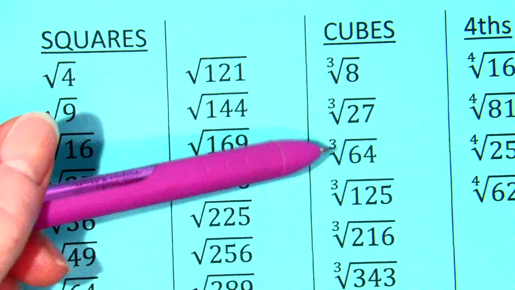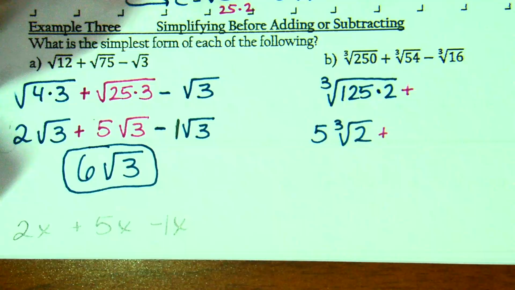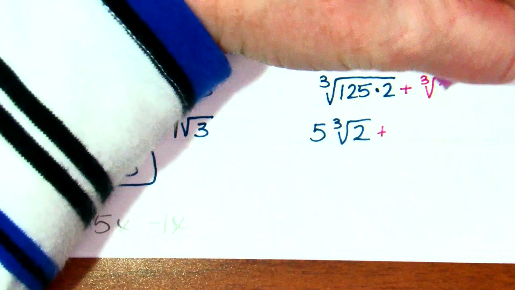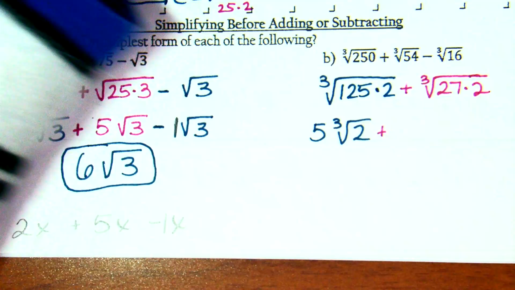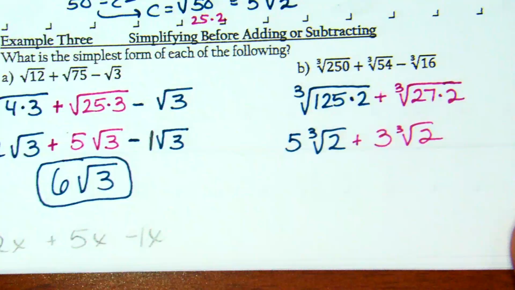Oh, 27. You only have 2 choices. 54, does it divide by 27 or 8? 27. Happens to divide by 27. Cube root of 54 is 27 times 2. What's the cube root of 27? 3 times the cube root of 2. Now, I'm not saying it's always going to work, but it often will.